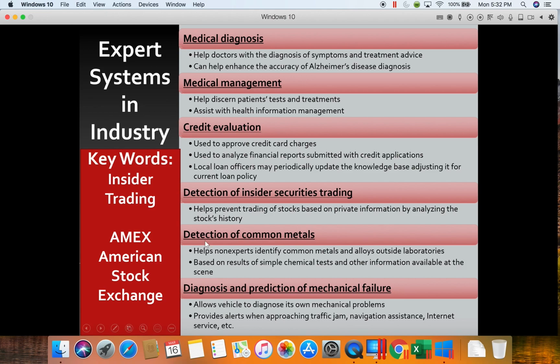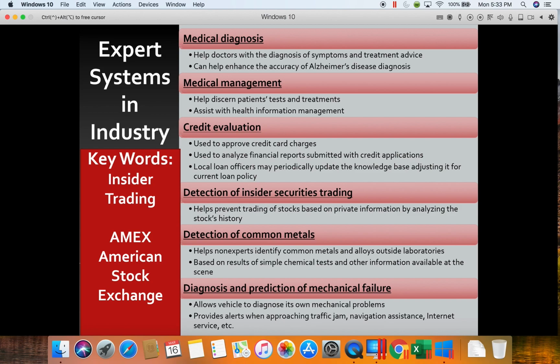We can use them for credit approvals and credit evaluations. They are also sometimes used to detect fraud. So, for example, with insider trading. Insider trading is a way of trading stocks based on information that is not available to the general public. It's only available to key people within the company. And that is a serious breach in U.S. federal law if you do that.